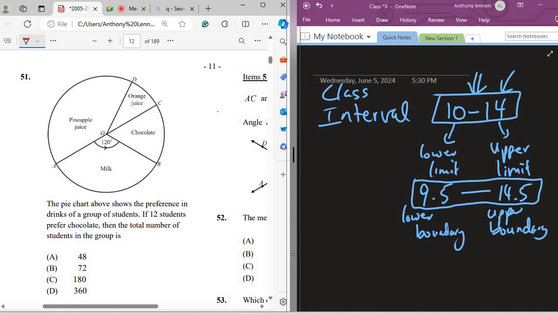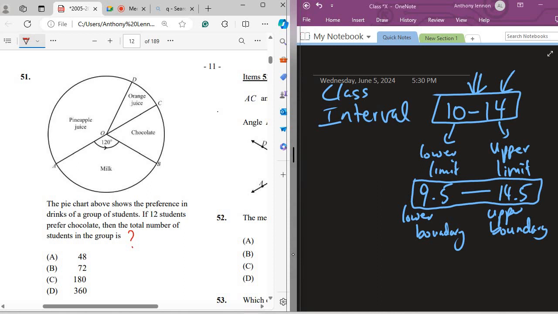Let's look at this one. The pie chart above shows the preference in drinks of a group of students. If 12 students prefer chocolate, then the total number of students in the group is, all right? So this, we need at least, let's take 30 seconds to think about this one.